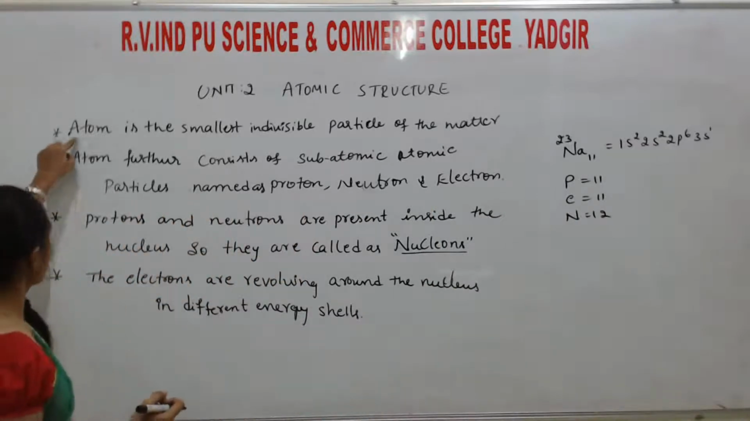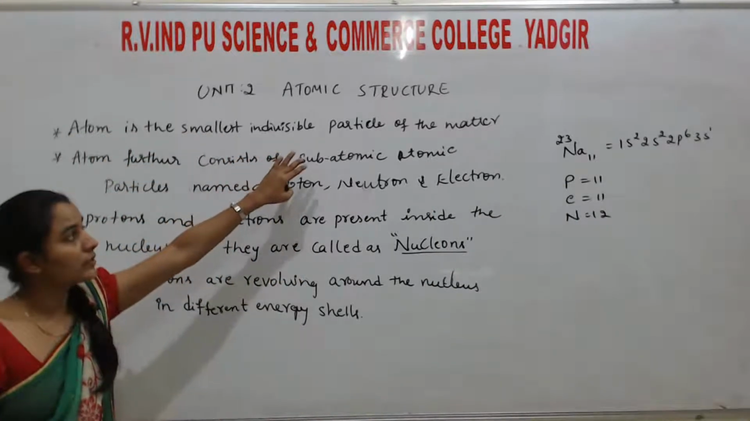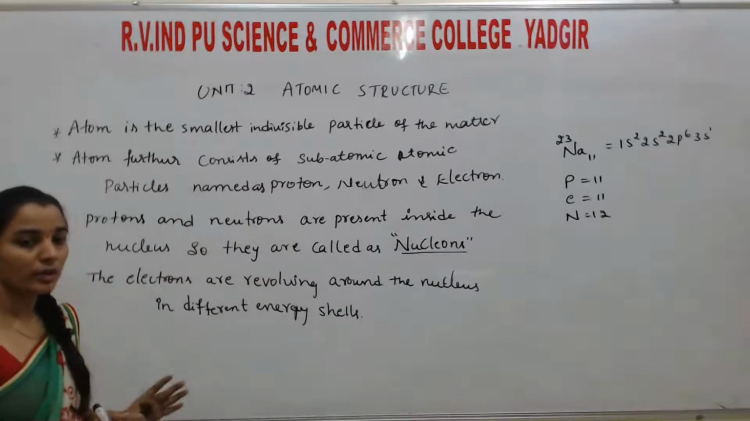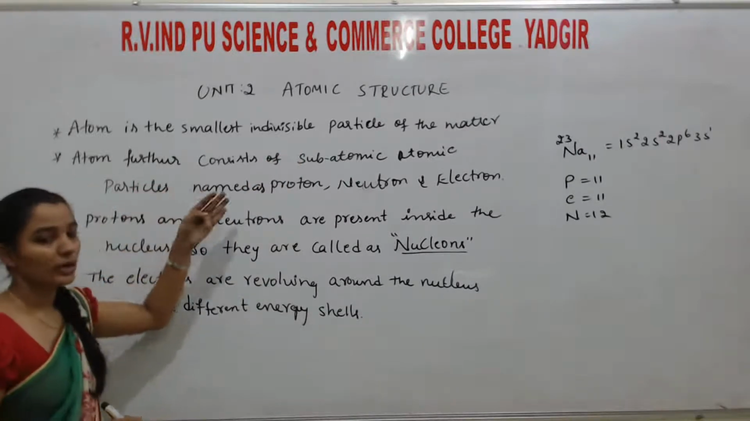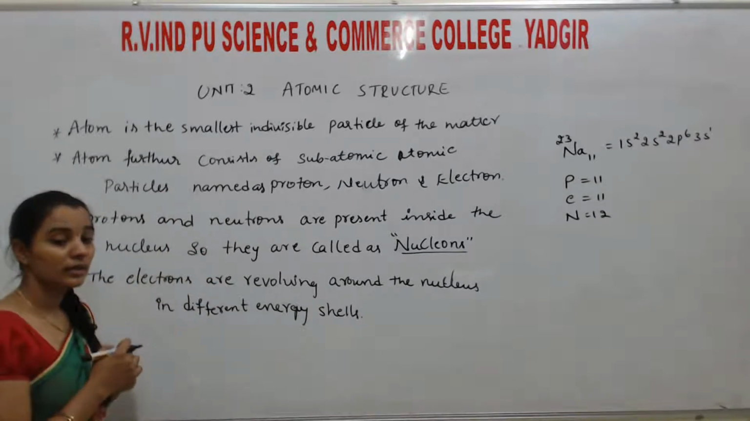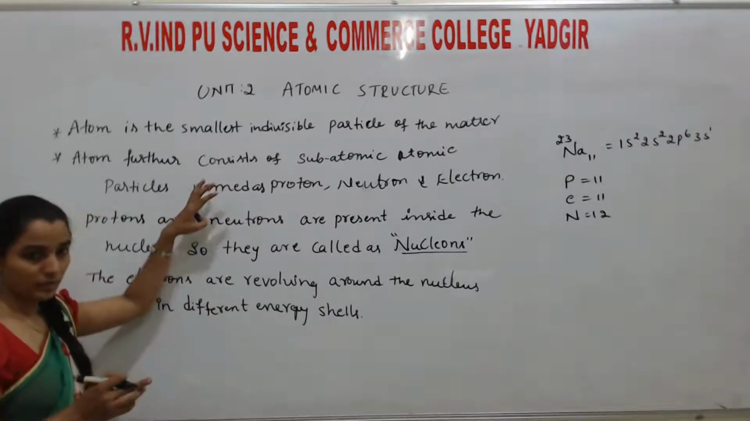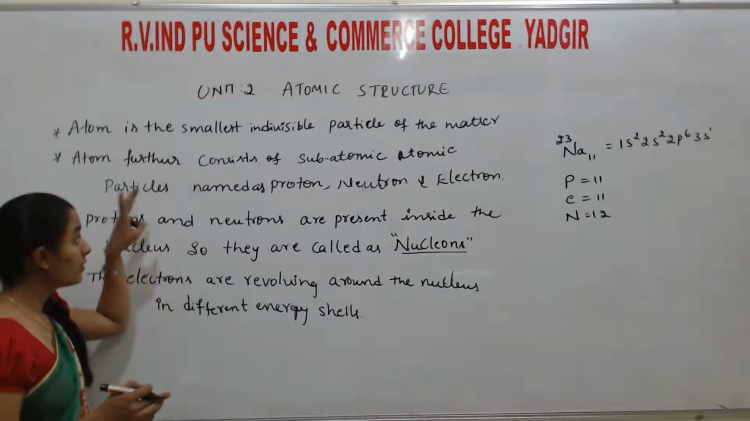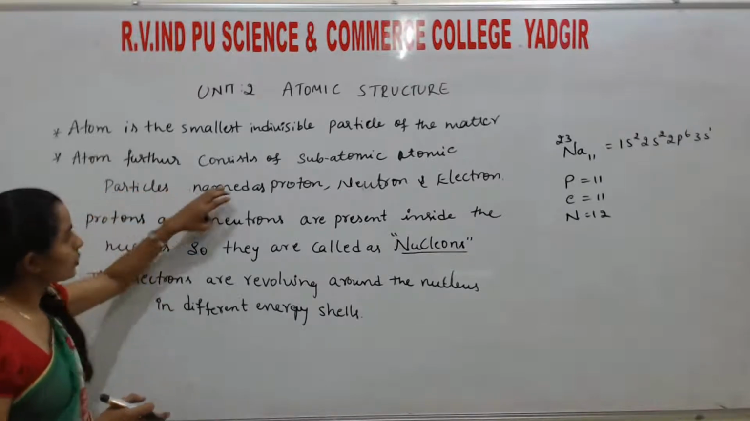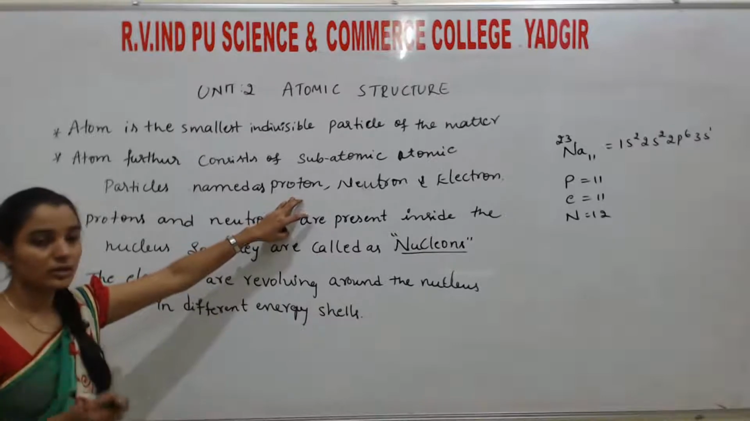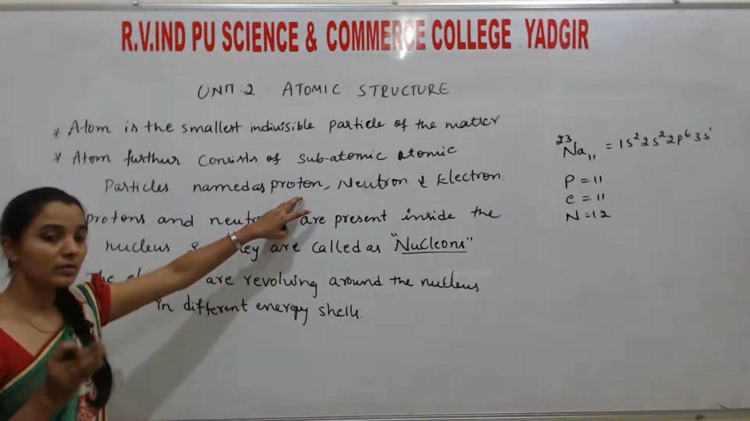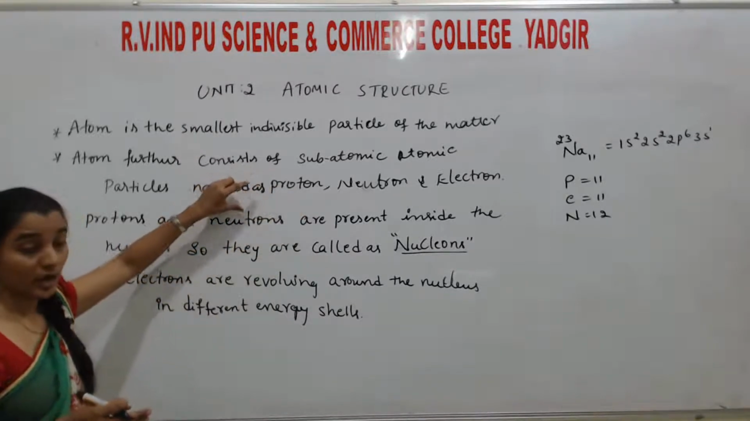Okay, so then atom is the smallest indivisible particle. If a sodium atom is there, it cannot be divided into protons, neutrons, and electrons together. They are called as what? Atoms. They are indivisible, but they are classified into protons, neutrons, and electrons based on their position in the atom, their nature, their structure, mass, and also the charge.